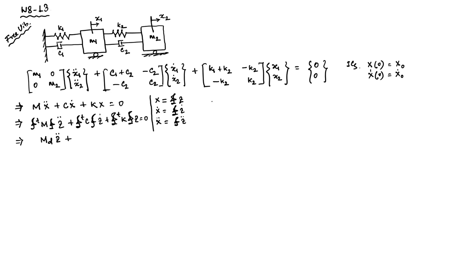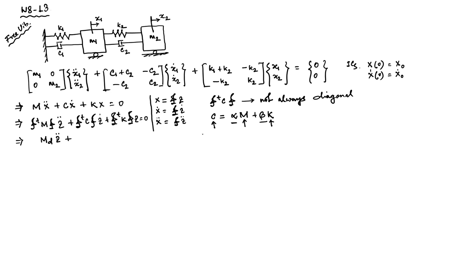And phi transpose C phi is not always diagonal, except when we have some assumption. So what we do is, C equal to alpha times M plus beta times K, where alpha and beta are proportionality constants. So we assume that this C matrix is proportional to the mass matrix and stiffness matrix.